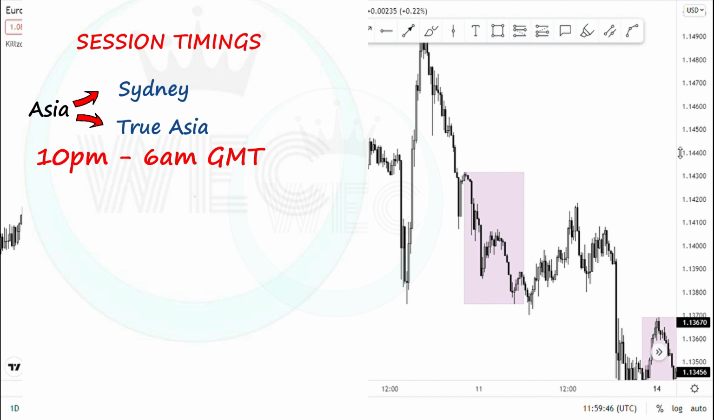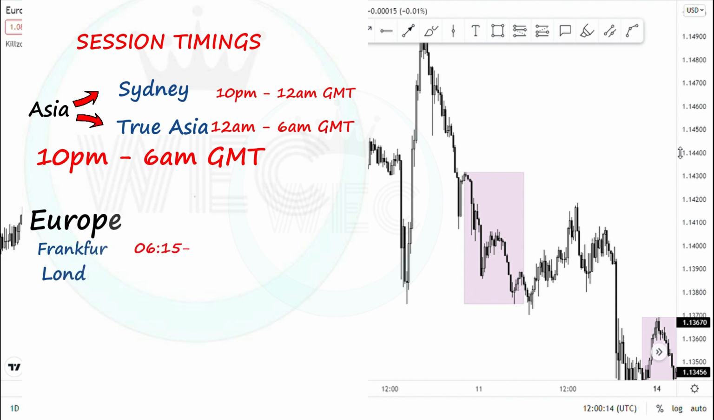Like I said earlier, it has two parts. The first part is the Sydney session, which opens at 10 p.m. and ends at 2 a.m. GMT. And then the True Asia begins at 12 a.m. to 6 a.m. That makes up the whole Asia session. Then the European session, which consists of the Frankfurt and the London: the Frankfurt opens at 6:15 to 7:30 a.m. That is the range you're going to be looking at, the Frankfurt Open. And then the London begins at 8 a.m. to 4 p.m. GMT, and then the New York begins at 2 p.m. to 10 p.m.